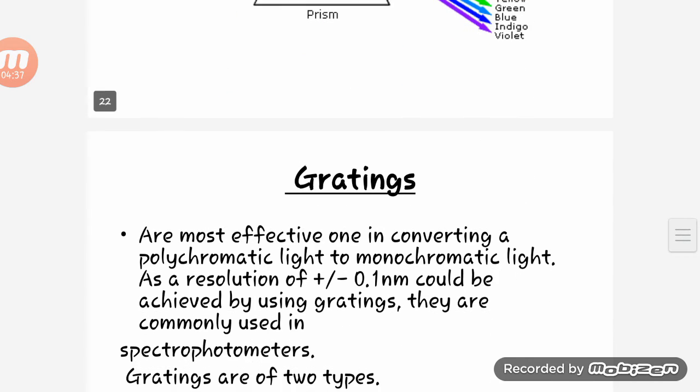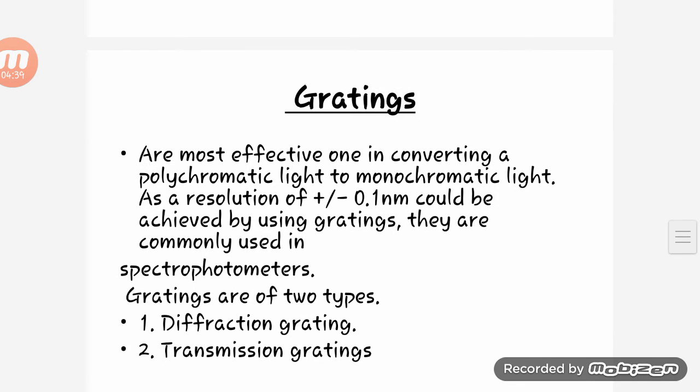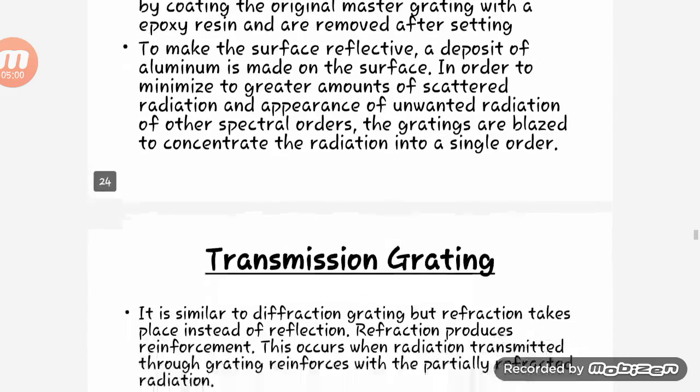Next is grating. Gratings are the most expensive ones in converting a polychromatic light to monochromatic light, as a resolution of plus minus 0.1 nanometer could be achieved by using grating. They are commonly used in spectrometers. Gratings are of two types: diffraction grating and transmission grating.